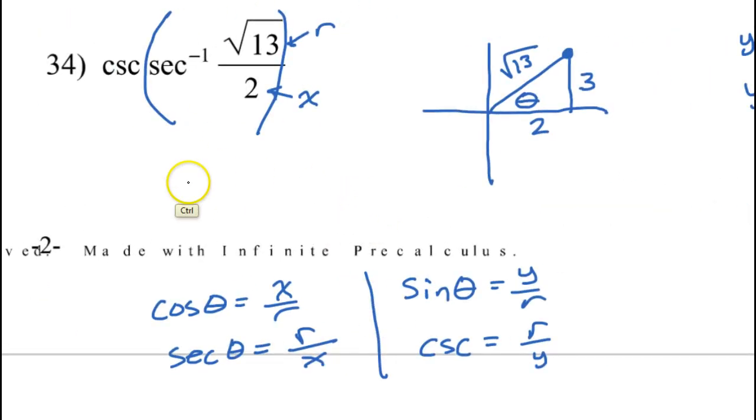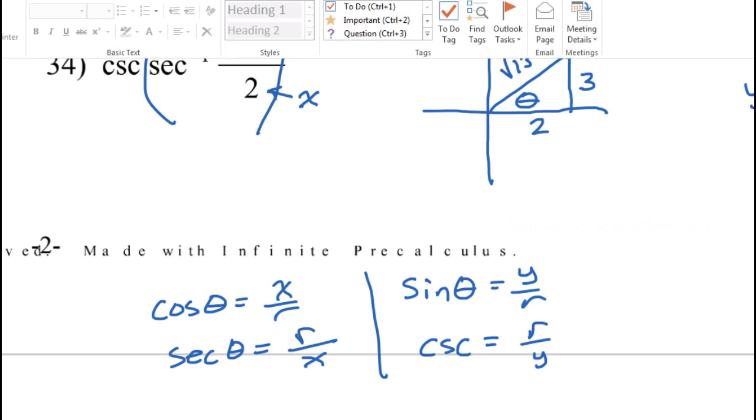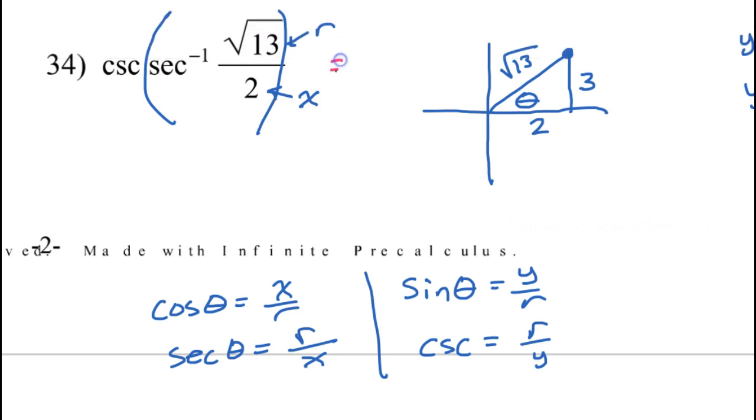Now I can do the cosecant of this angle, which is r over y. So the cosecant should equal radical 13 over 3. Cosecant is r over y. So I just did r over y.